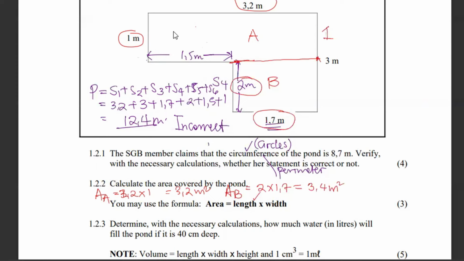All right, so we add them up to get the area, which will be 3.2 plus 3.4, and the answer became 6.6 meters squared. That's the area of the pond.